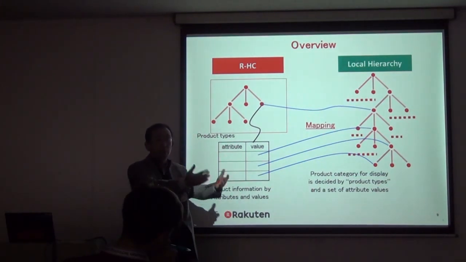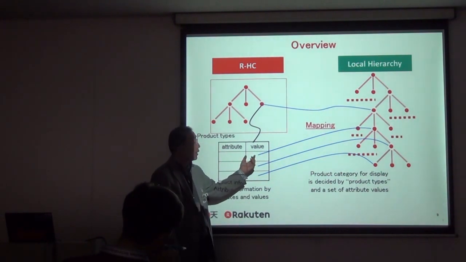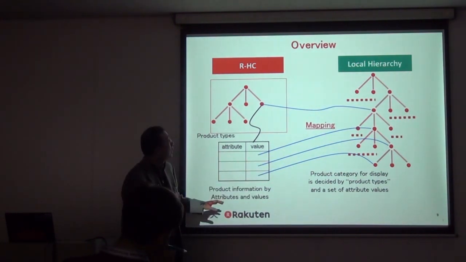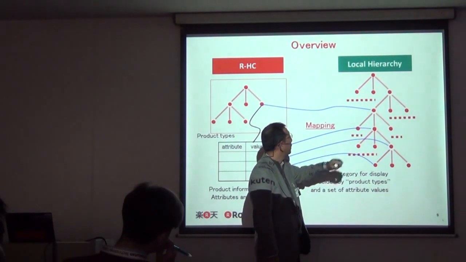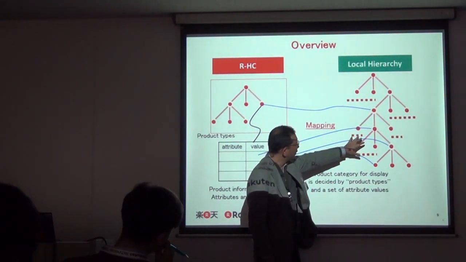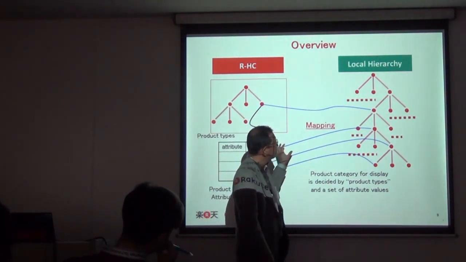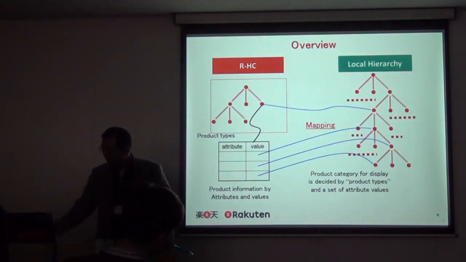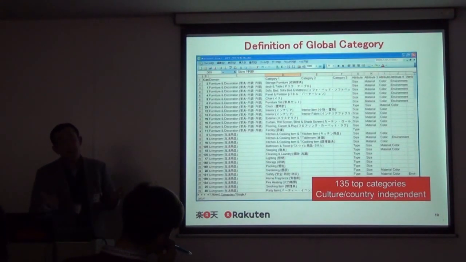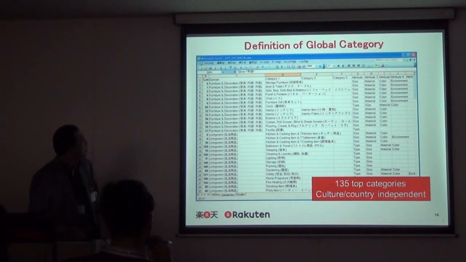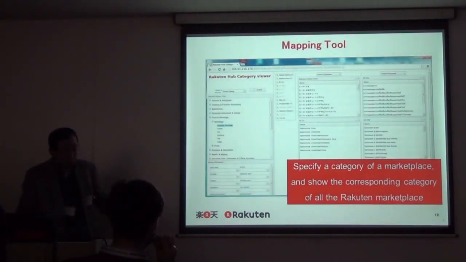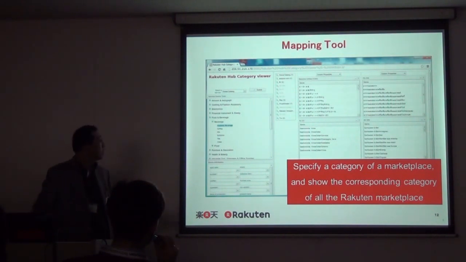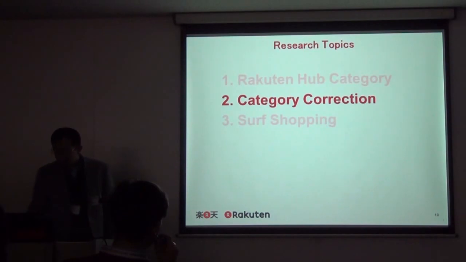So if Rakuten goes to Africa in the future, we can just add another kind of sport on this column. And then this is a local hierarchy. Each marketplace can design their hierarchy by themselves. And we handle this by just mapping from this table, this hub, to the locals. That's our work right now. It's like ontology mapping, ontology design. And this is the 135 categories we are designing now, and of course the definition of attributes. And we are creating a mapping tool, etc., so that we can help each local market find the right category.